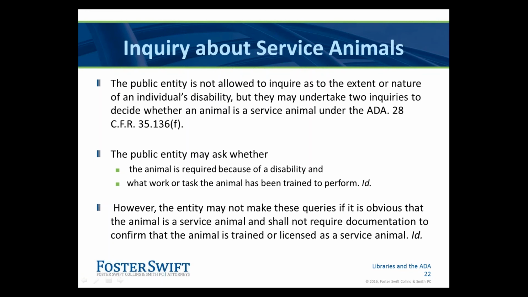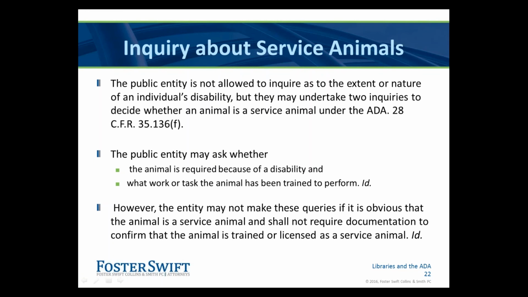So you may have someone that comes in with a lap dog and says that this dog is trained to perform, to help them walk. Well, I think at some point, and this is again something you should go over with your own particular lawyer, but more often than not, you're going to have to take the person's word at face value, because you can't ask for proof or identification or anything like that.